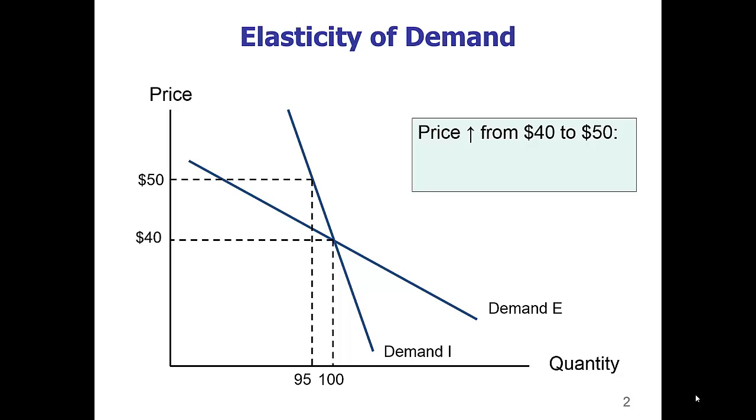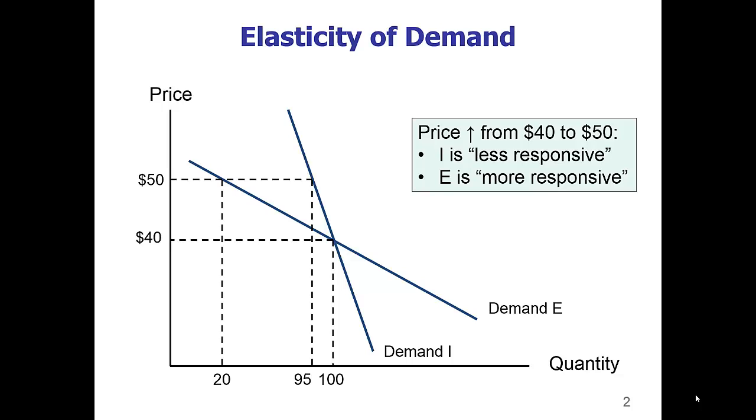However, for that same price increase from $40 to $50, if we look at demand curve E, we see that consumption fell from 100 all the way down to 20 units. So these consumers are much more sensitive to the price change. So demand curve I we would label as the less responsive demand curve. Hence we'll see that we tend to call these sorts of demand curves inelastic demand curves. And according to demand curve E, these consumers are more responsive to the price change. We refer to curves like demand curve E as being elastic demand curves.